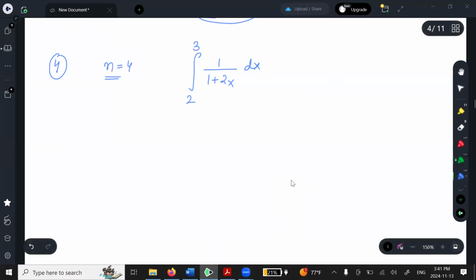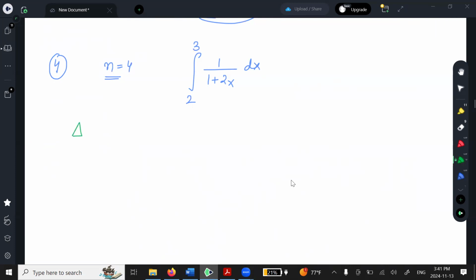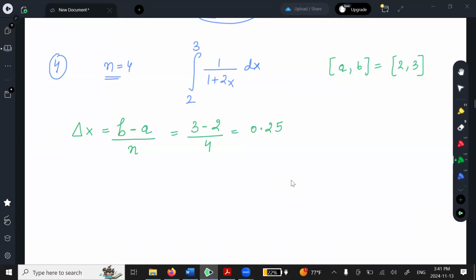Okay. First things first, how do I find my delta x? That's b minus a divided by n. Now you have to do a lot of memorization here, okay? What is my interval? Interval are the limits. So what is my delta x? So the width will be 0.25 for each rectangle, right? Everybody good with this? Delta x is the first step you do.